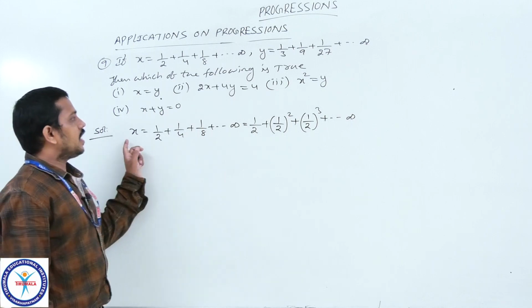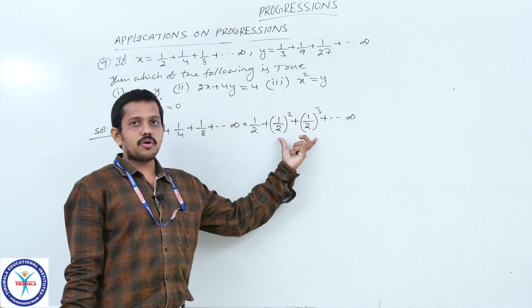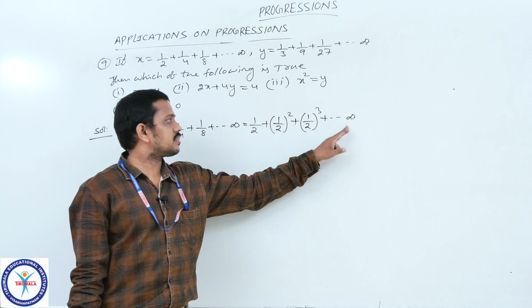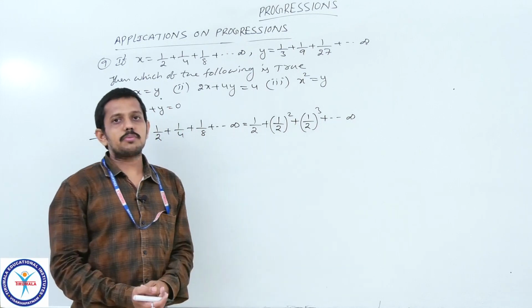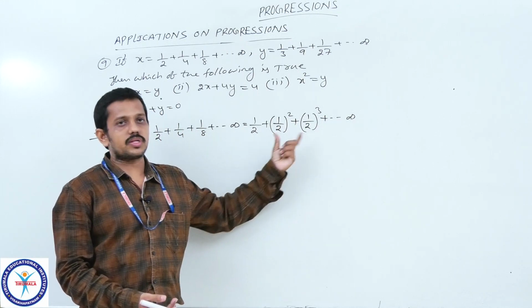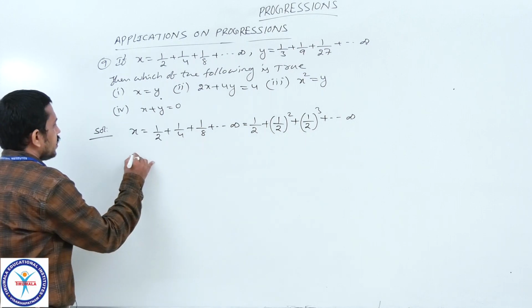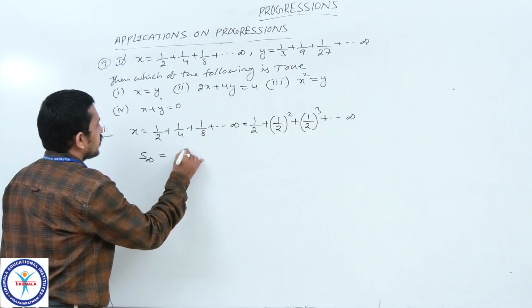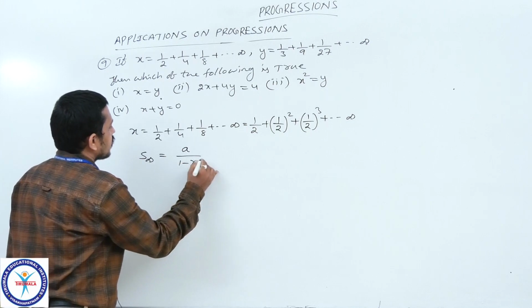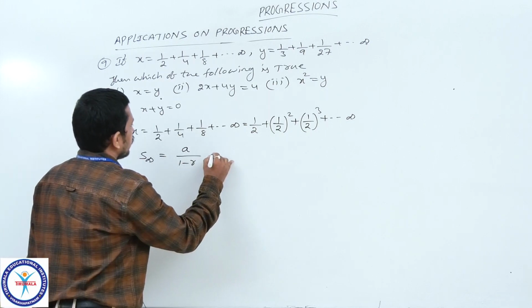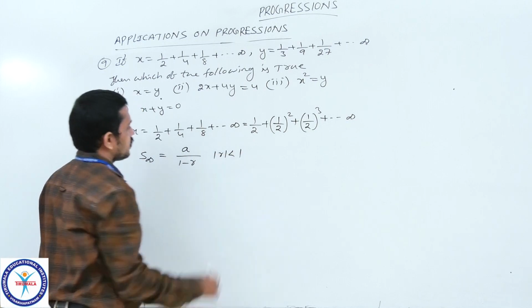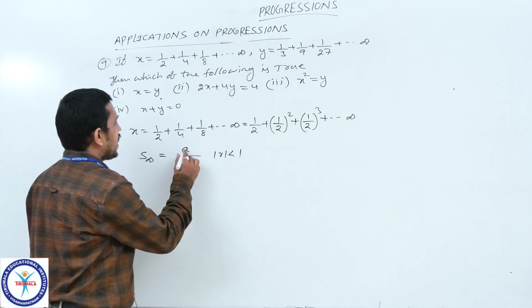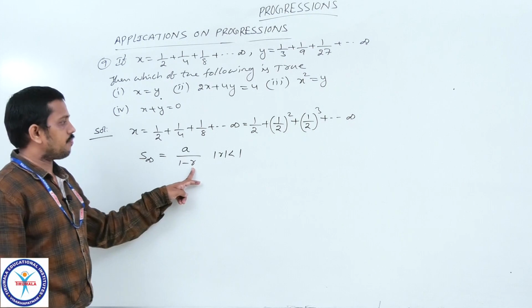So, here clearly this is in geometric progression, and the sum of the series is the sum to infinite terms in geometric progression. So therefore, x is equal to, what is the sum to infinity in geometric progression? a by 1 minus r, when mod r is less than 1, where a is the first term, r is the common ratio.